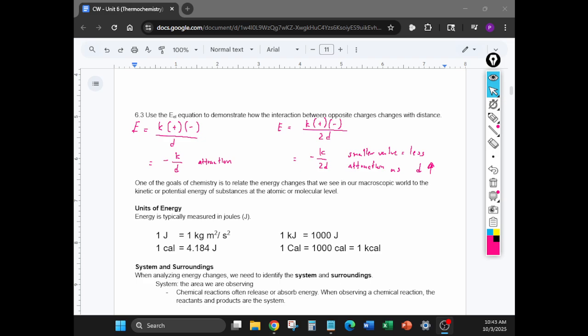All right, guys, so I have the proofs for you up there. You put an opposite charge, so a positive and a negative charge, which are opposite from one another. You get a negative E value, which means attraction, which makes sense, right? A positive and negative side of a magnet are attracted to one another. But if you increase the distance, the value is going to get smaller, and so less attraction as distance increases, which makes a lot of sense.